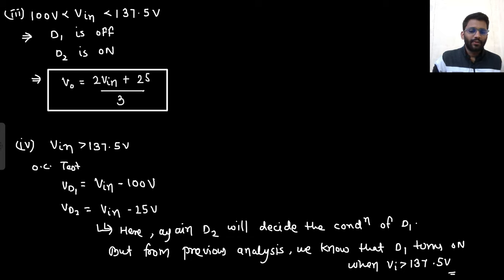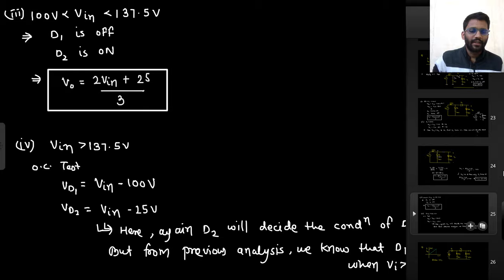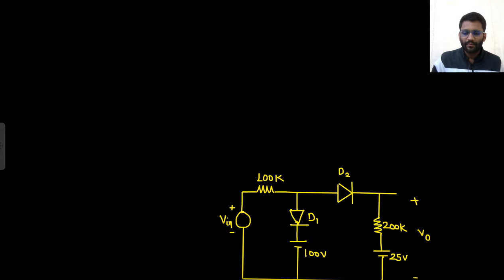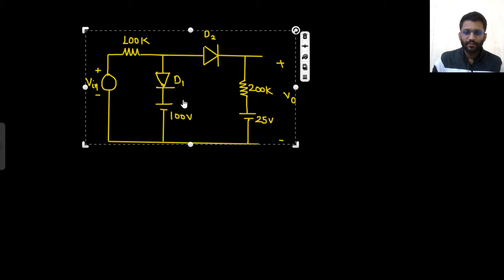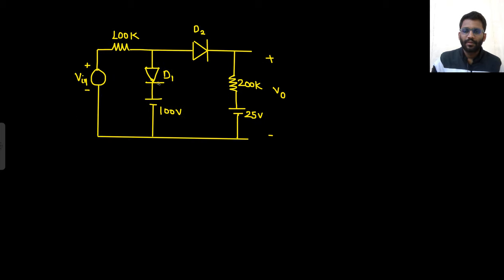So D1 is on and D2 is on. So what will the circuit be? How will the circuit look? Both D1 and D2 are on now.